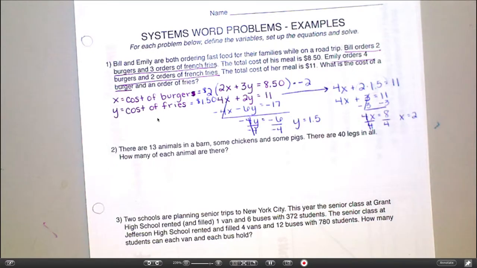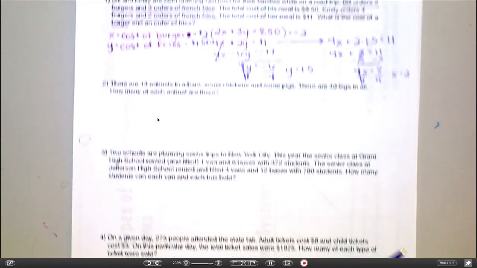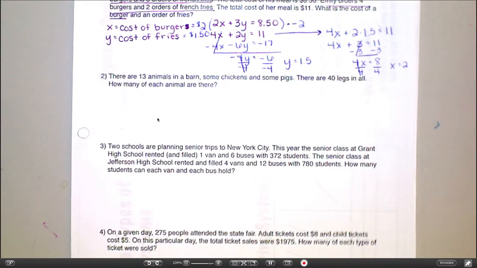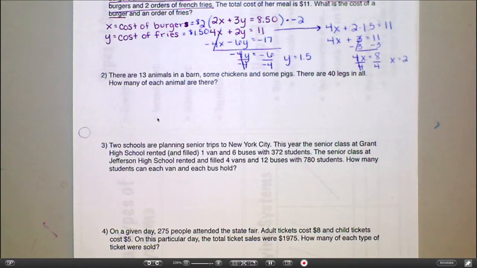All right, number 2, kind of a ridiculous question, but I saw it and I liked it, so we're going to do it. There are 13 animals in a barn. Some are chickens, some are pigs. There are 40 legs altogether. How many of each animal are there?